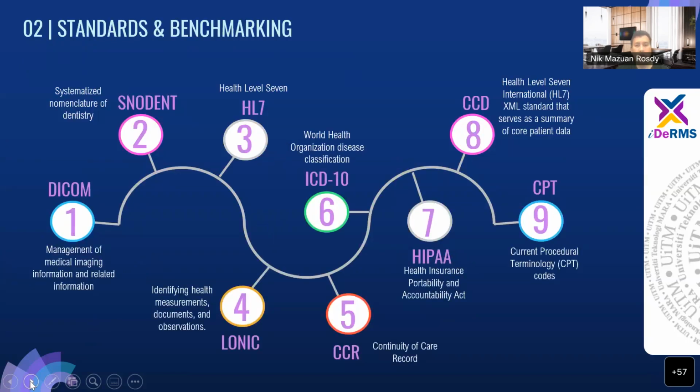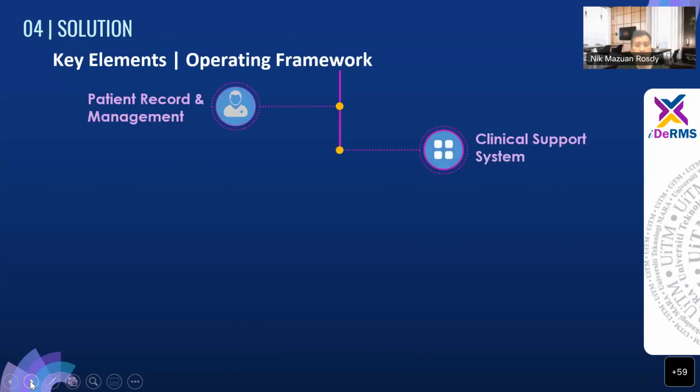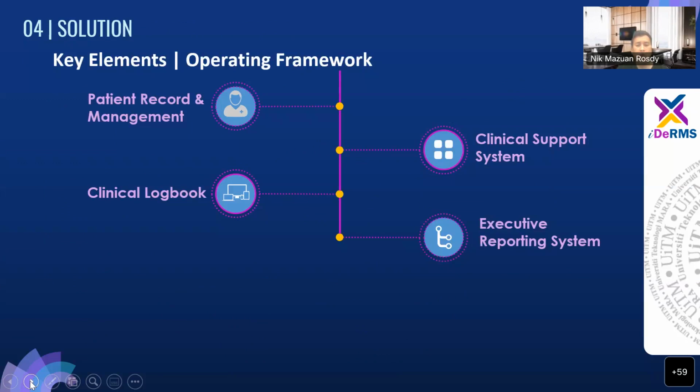And as you probably are aware, if some of you are doing research on medical software, our team is trying to comply with all the standards put up by international committees, so that we are at par with their requirements, especially from the WHO. So the key elements of the operating framework are patient record management, and the clinical support system, which is X-ray, prosthetic lab, and histopathology lab. We have the clinical logbook, and the executive reporting system, which your lecturers are using as well. And the last one is assessment performance appraisal. We are trying to enhance this format soon.